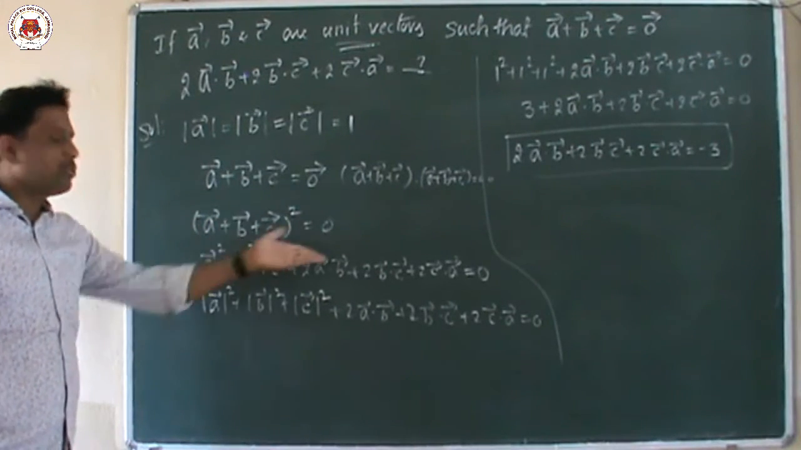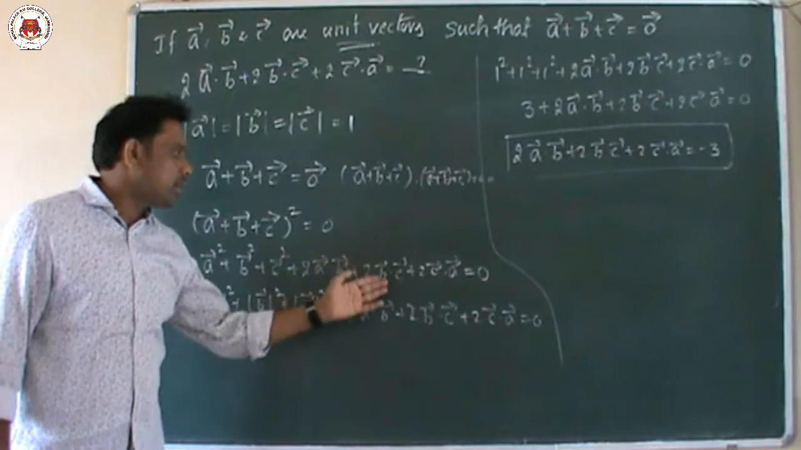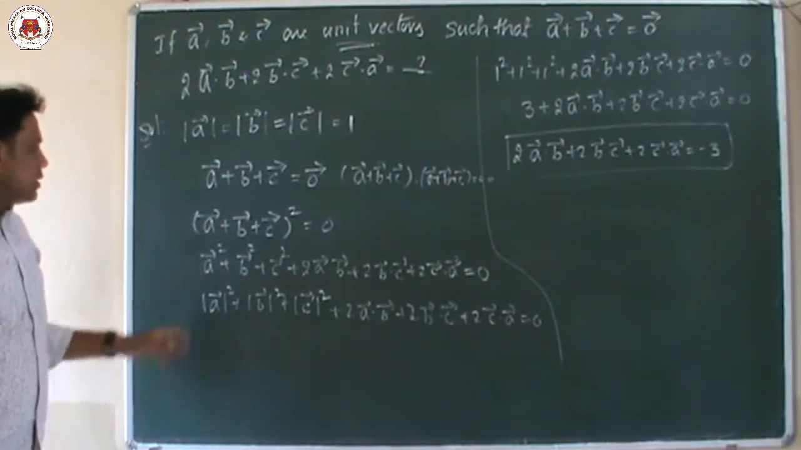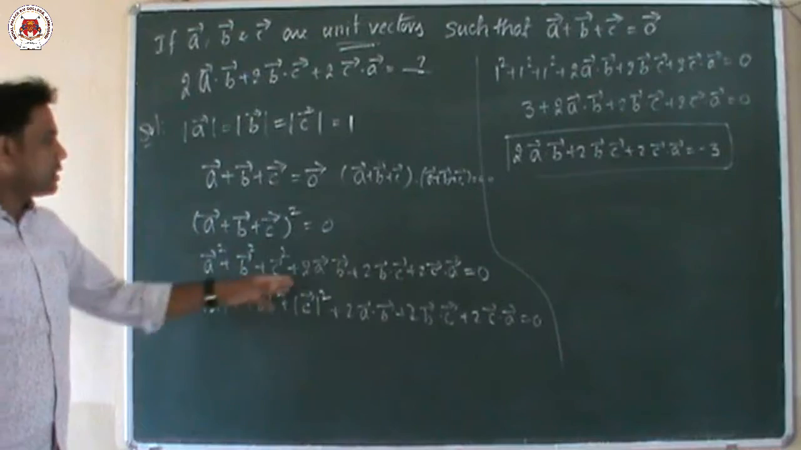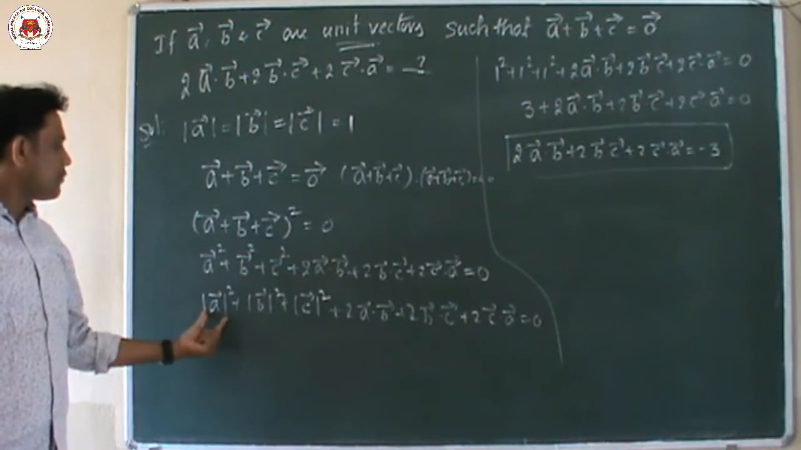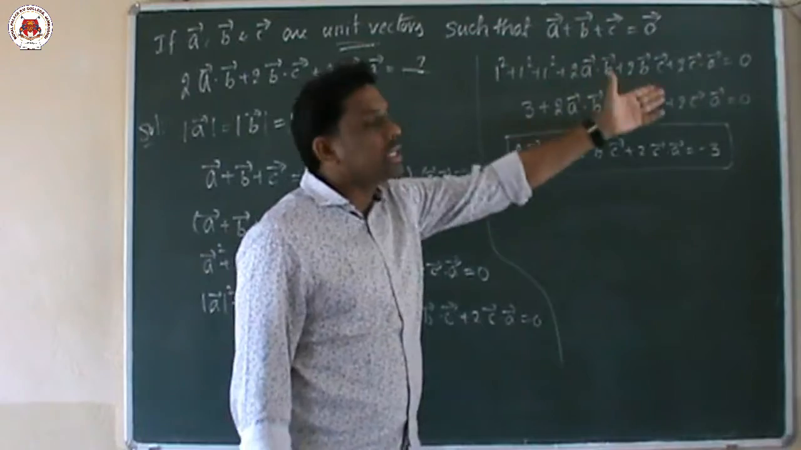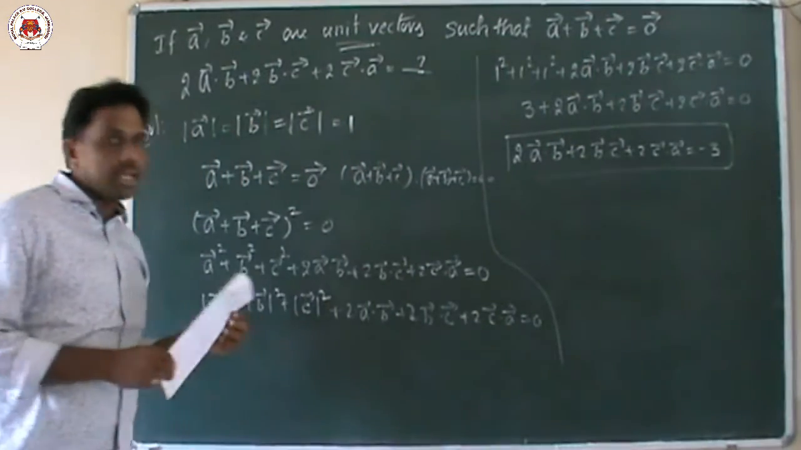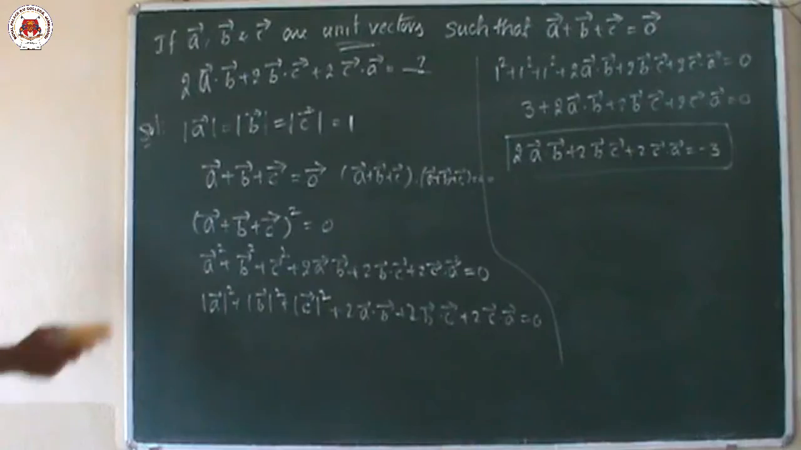So A plus B plus C whole square formula we can expand: A square plus B square plus C square plus 2 A dot B, B dot C, C dot A. So any vector square means we can put its modulus. So here 2 is there. So mod of A value is 1, so 1 square, 1 square, 1 square is nothing but 3. Sending that side, it is converted as minus 3. So this is the answer. Next we will go to another question.